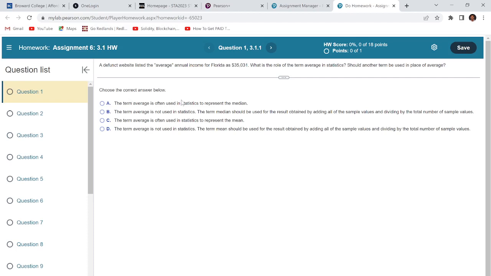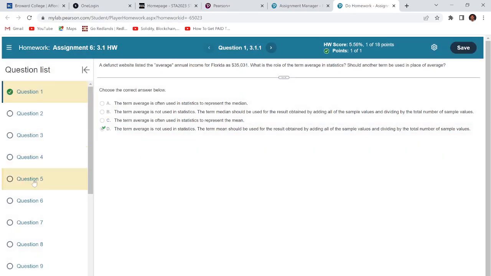The term average is often used in statistics to represent the median. That is not true. Average means it could be mean, median, mode, mid-range, everything. The term average is not used in statistics. The term median should be used for the result obtained by adding all of... Median doesn't mean this thing, so this is not right. The term average is often used in statistics to represent the mean. That is also not right. The first three are not right, so the answer should be D, but let's read it. The term average is not used in statistics. That's right. The term mean should be used for the result obtained by adding all the sample values and dividing by the total number of sample values. That is the right choice.